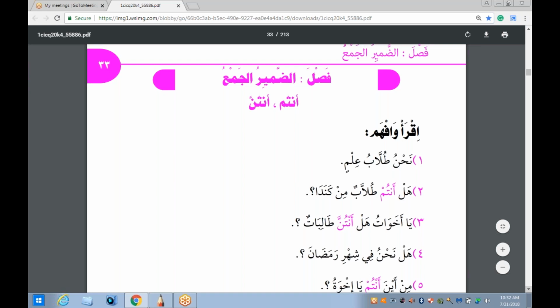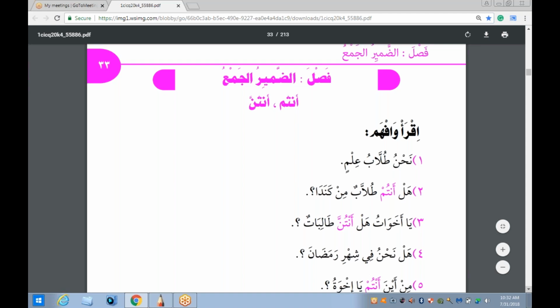We add an aleph and a what? A ta. Let's go back to the beginning. Talibun is singular. How do we make it feminine? We add a ta. Talibatun. Tayyib. Talibun, this is singular. How do we make it muthanna? We add an aleph and a noon. Talibani. Talibani is two.